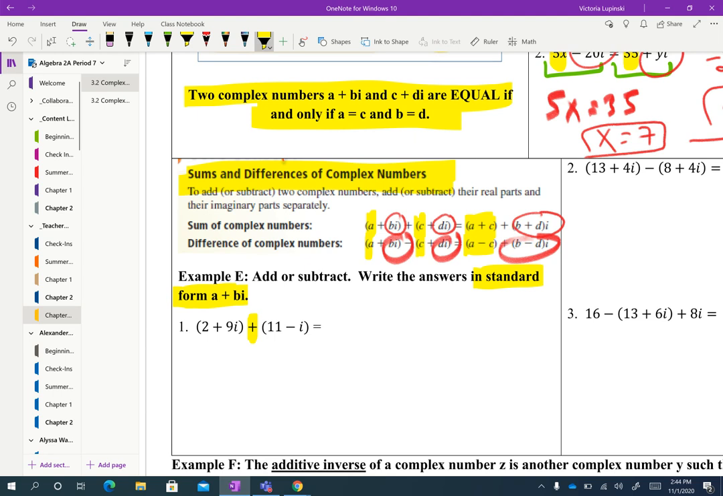So if you are being asked to add complex numbers, you're going to locate all the real parts, which is 2 plus 11. You're going to add those together and get the real part of your answer, which is 13. Then you're going to locate the imaginary parts. You're going to add them together, 9i plus negative 1i. 9 minus 1 is 8, so 8i.